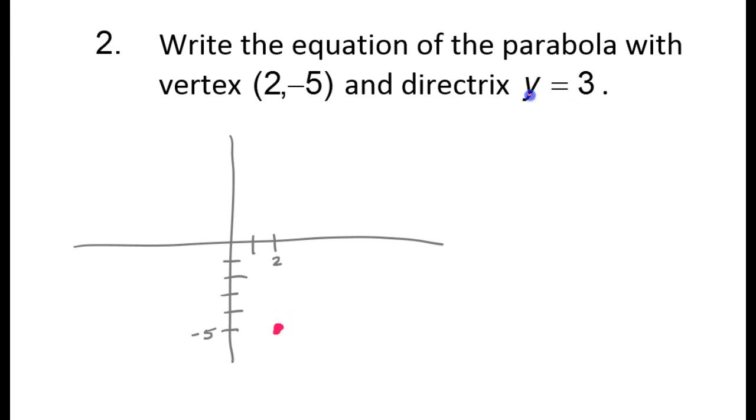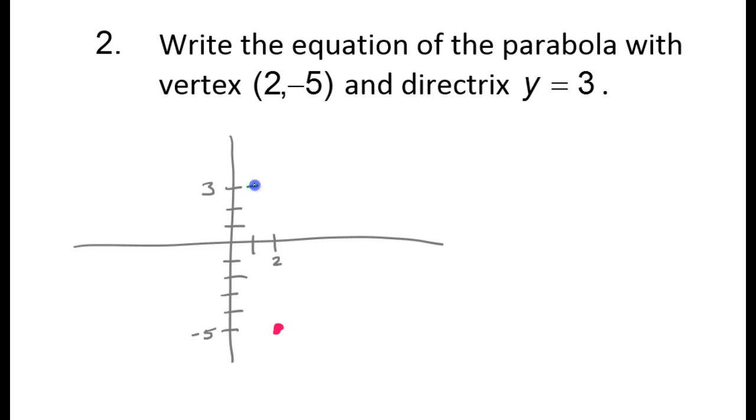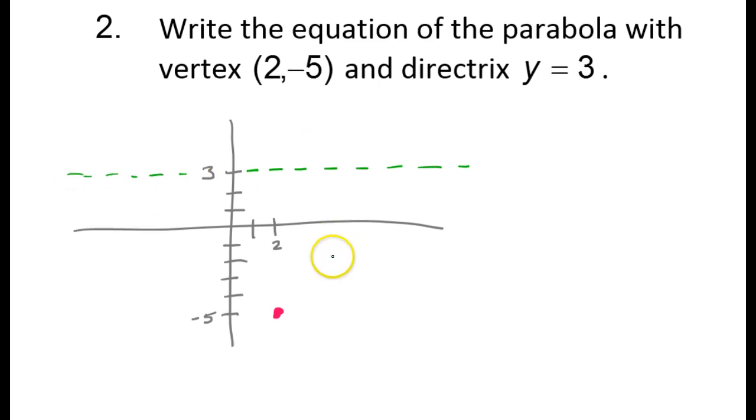Now my directrix is y equals 3. Y equals 3 is a horizontal line at 3. Vertical lines are x equals, horizontal lines are y equals. So a horizontal line at 3. So here's 3. So my directrix will look like this. Show it as a dotted line.